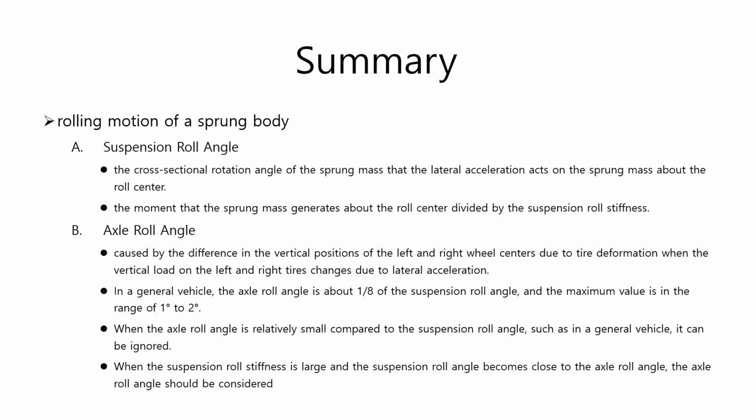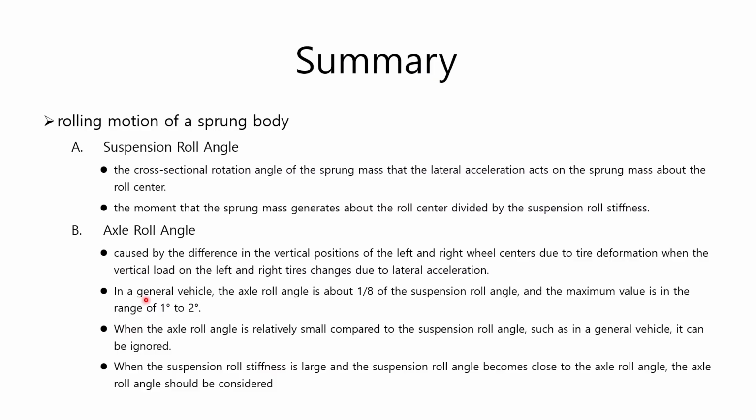In the rolling motion of a sprung body, the suspension roll angle is the cross-sectional rotation angle of the sprung mass that the lateral acceleration acts on the sprung mass about the roll center, and is equal to the moment that the sprung mass generates about the roll center divided by the suspension roll stiffness. The axle roll angle is caused by the difference in the vertical positions of the left and right wheel centers due to tire deformation when the vertical load on the left and right tires changes due to lateral acceleration.